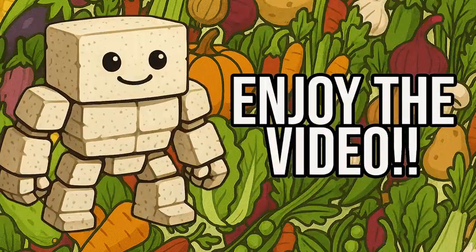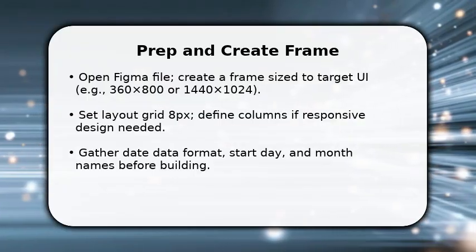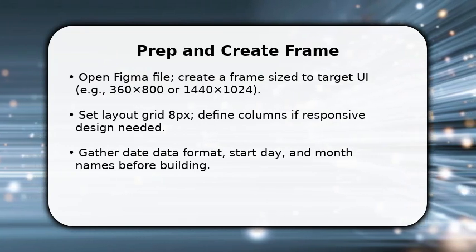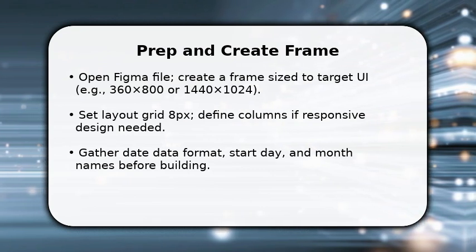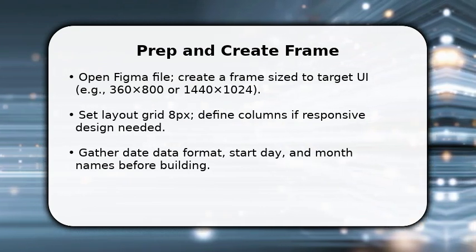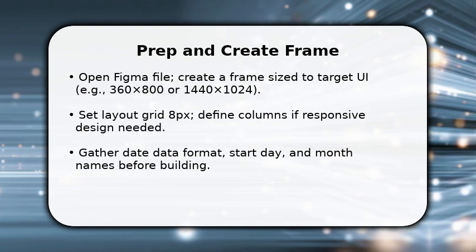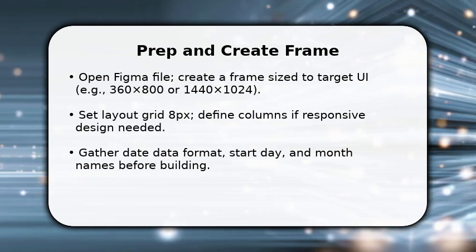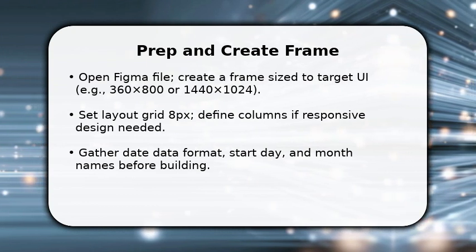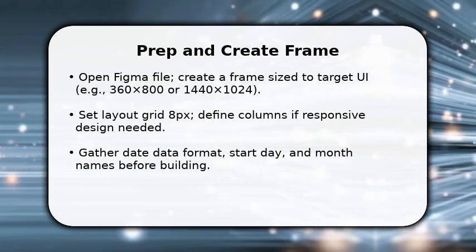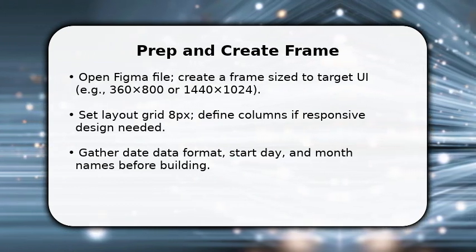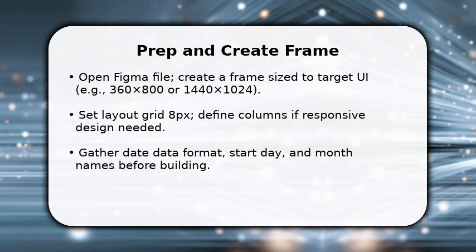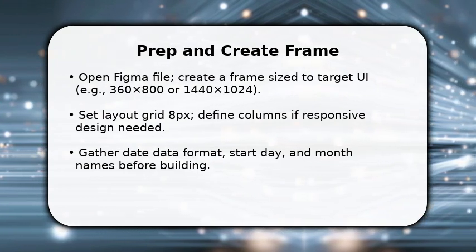Please enjoy the video. You start by creating the frame and defining the grid so layout stays consistent. This immediately reduces guesswork. Once you have the frame size, add an 8px layout grid and columns if you expect responsiveness. Make sure to decide the date format, the week start day, and month naming now. That way components you build later map cleanly to content. This first step puts structure under the calendar and prevents rework when you add the grid, headers, and interactive pieces next.